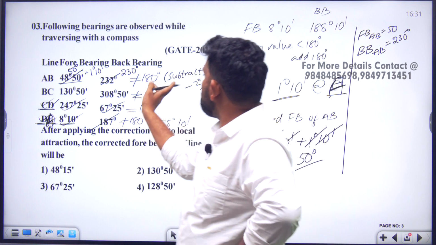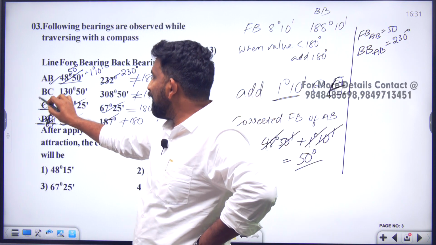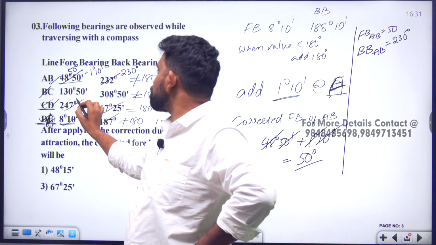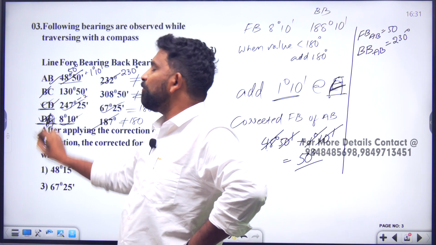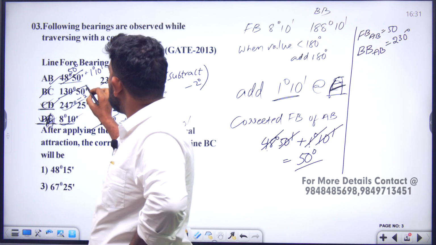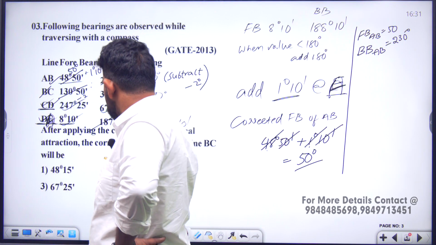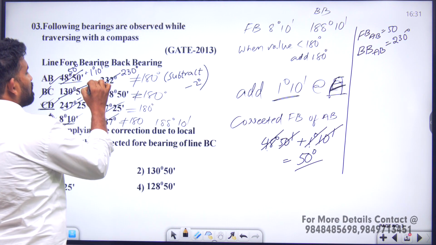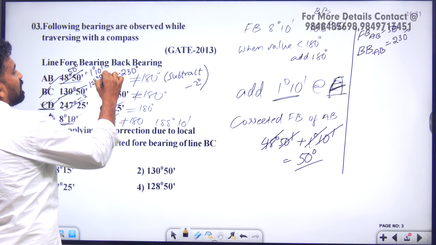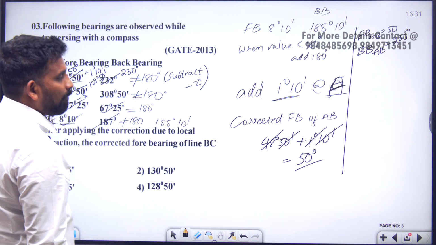Now this minus 2 is for B, and again here also you will be able to observe B. So here also I need to subtract 2, so that I will be able to get the correct answer. If I subtract 2 here, this value comes out to be 128 degrees 50 minutes.